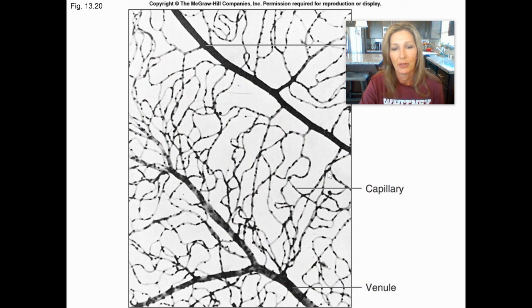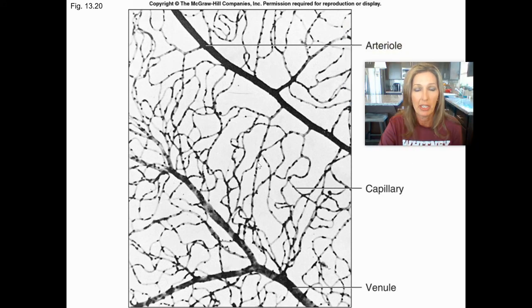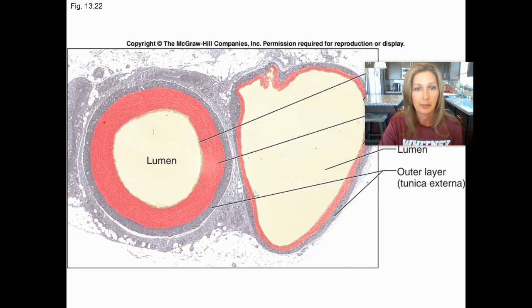It's a pretty cool diagram, just showing you this flow. One of the things you should be able to address is which direction in this picture blood would be flowing. Would it be flowing up or down? You should be able to look and go, oh, blood always goes from an artery to the capillaries to the veins. So blood would be flowing down in this case.